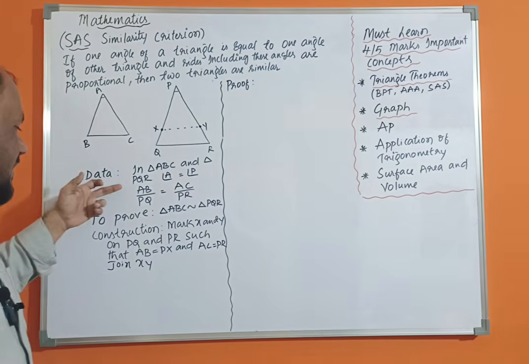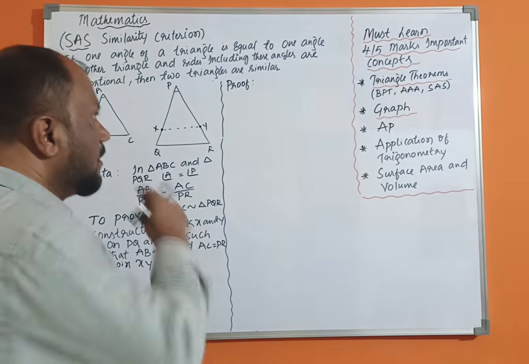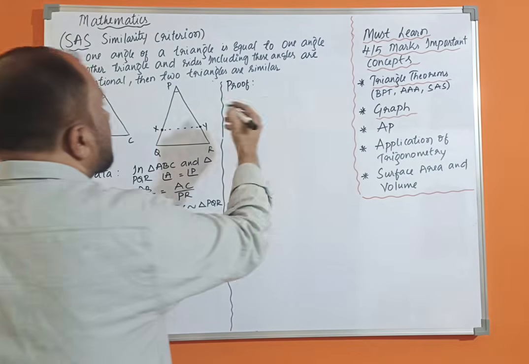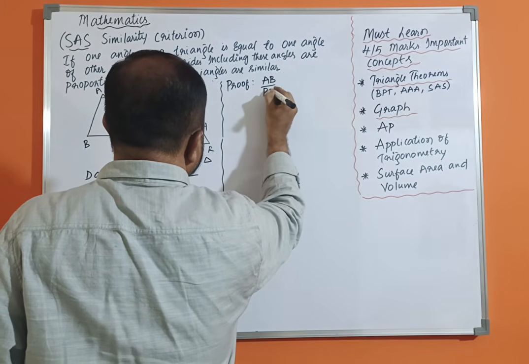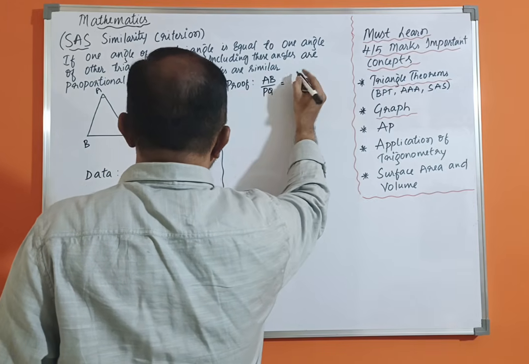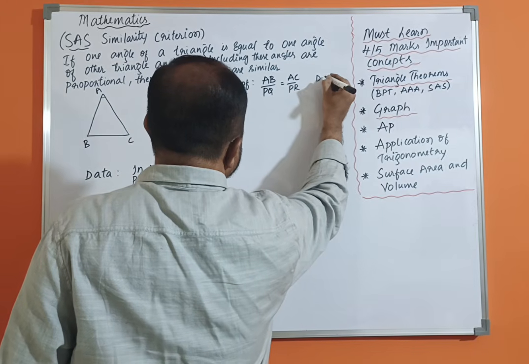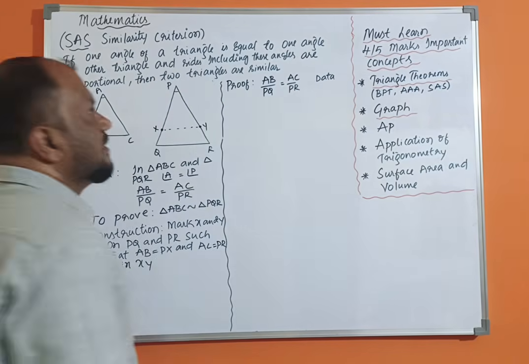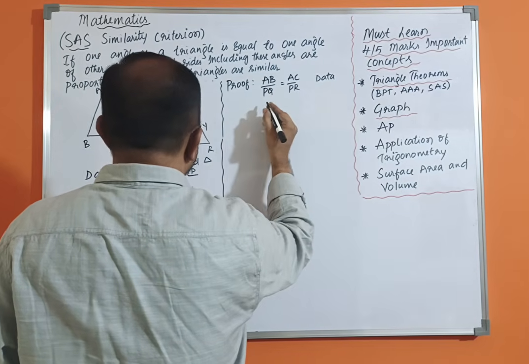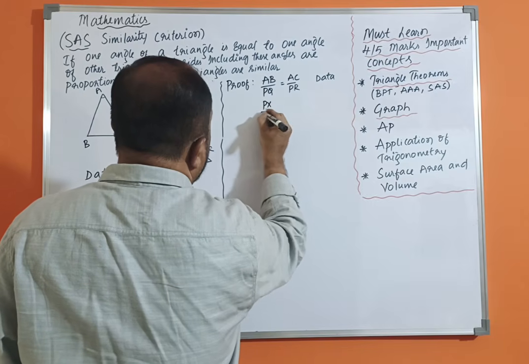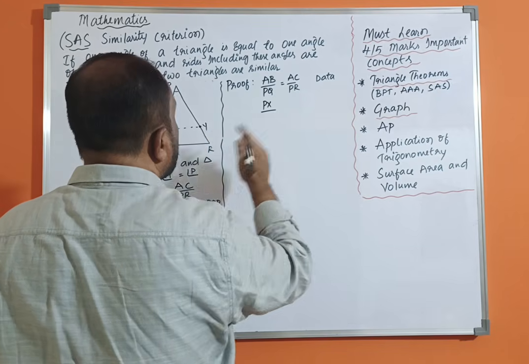So use pencil to draw the diagram, and the diagram should be there when you are proving the theorem. Okay. So write data, then write to prove, and after that construction. Then we are going to the main part, that is proof. See, it is given in the data that AB by PQ is equal to AC by PR, or you can write it given also. But according to the construction, AB is equal to PX.